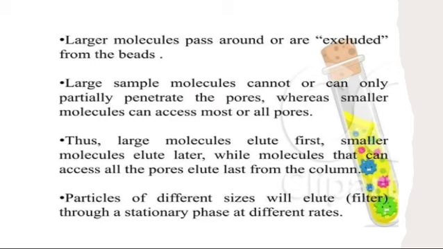Large sample molecules cannot, or can only partly, penetrate the pores. Various smaller molecules can access most or all pores. Thus, large molecules elute first, smaller molecules elute later, while molecules that can access all the pores elute last from the column. Particles of different sizes will be filtered through the stationary phase and elute at different rates.